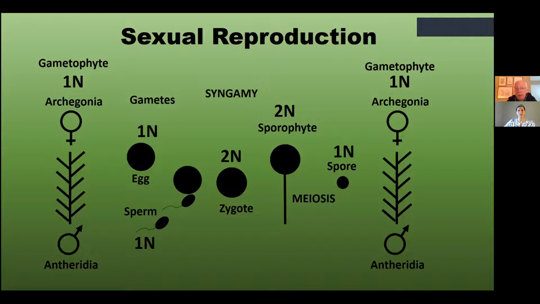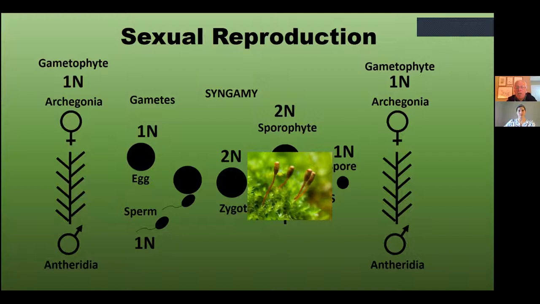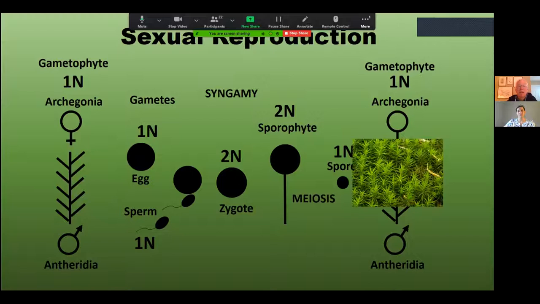So there's our gametophyte, the sporophyte, the brown linear thing with a spore producing capsule at its tip, and that becomes another gametophyte. So there's the basic life cycle of plants. We're going to see it played out in a number of different kinds of plants.